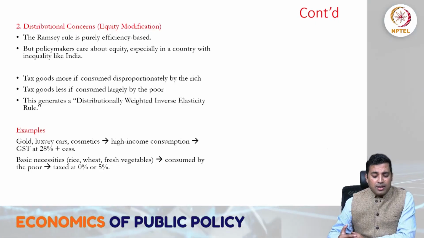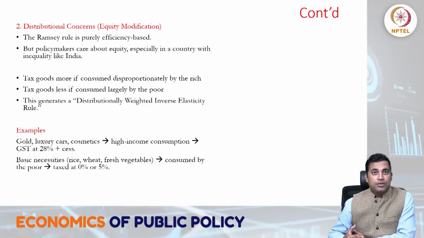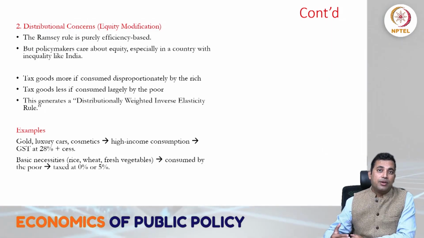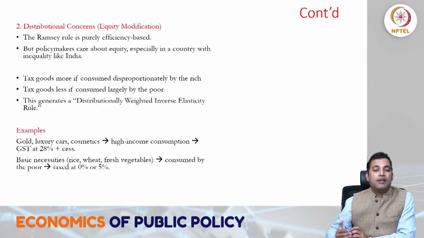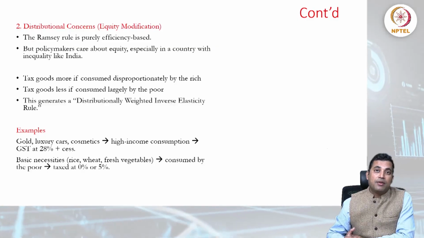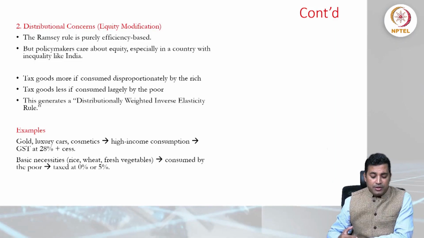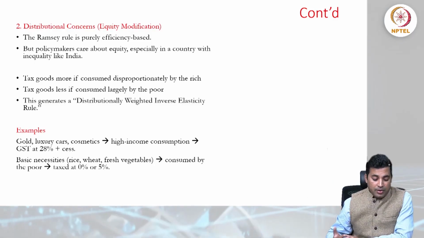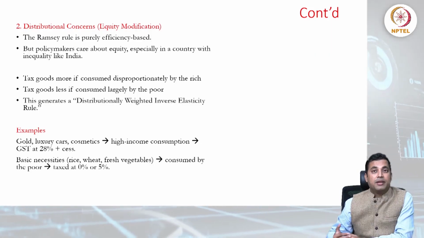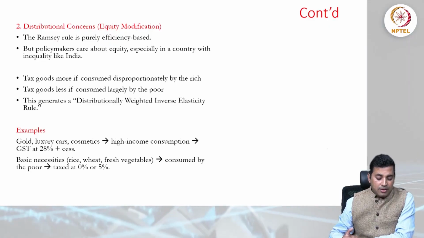In a country like India, where inequality is very high, equity and equitable distribution, and taxes on commodities, are very important, and this is also very challenging for policymakers. So tax goods more if consumed disproportionately by the rich, and tax goods less if consumed largely by the poor. This is the discussion that we already put forward before.